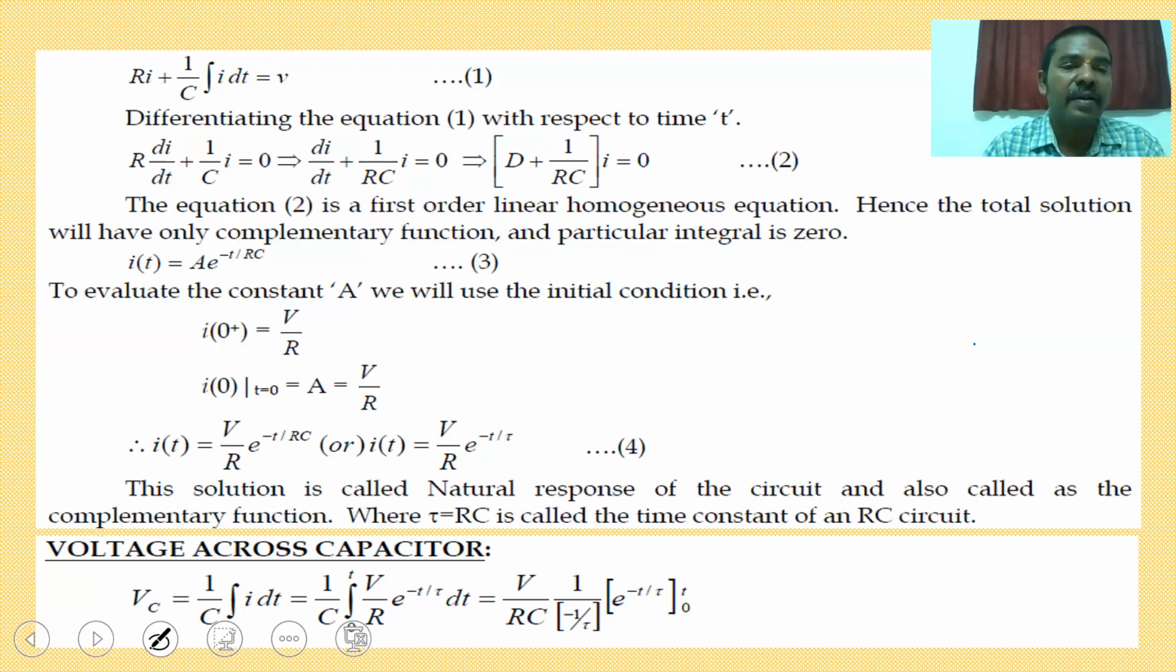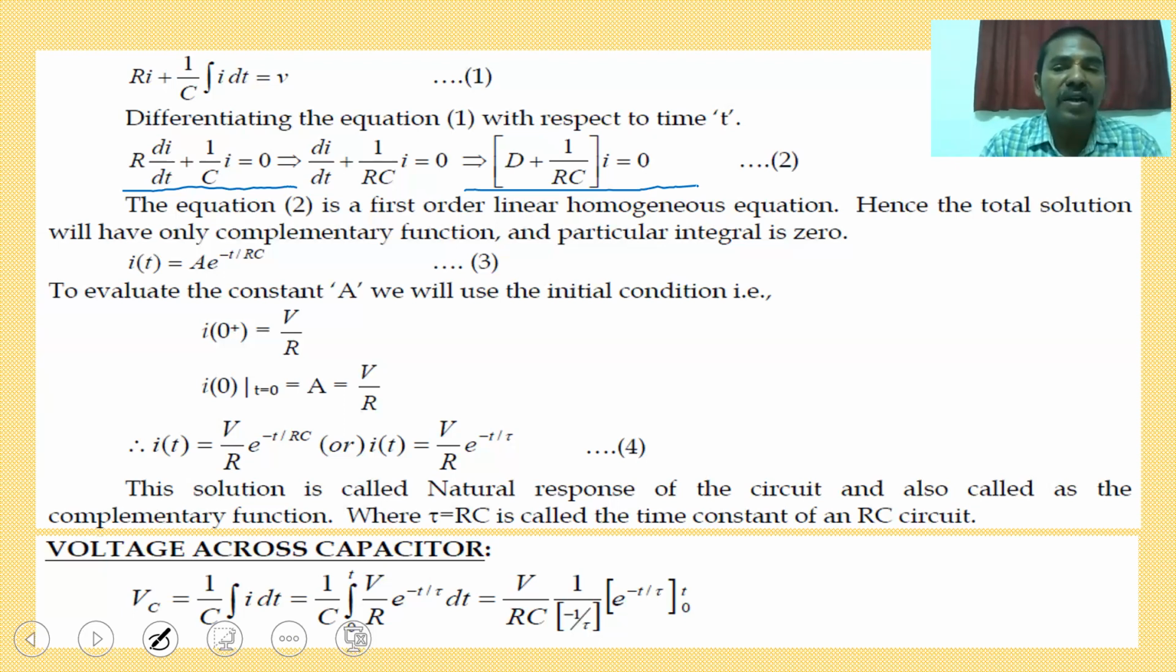The given input is a step response. Step means it is a constant, and the differentiation of a constant is 0. So this is the equation you get: di(t)/dt + (1/RC)·i = 0, or you can write it as (D + 1/RC)·i = 0. So it is a first order homogeneous differential equation.